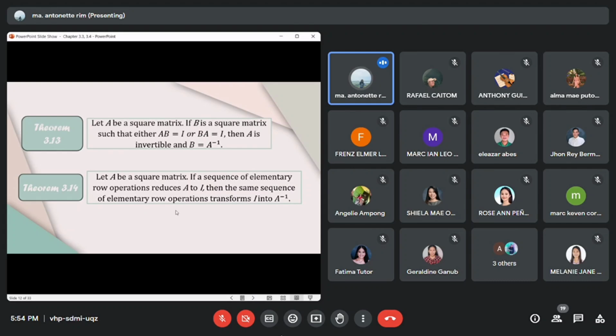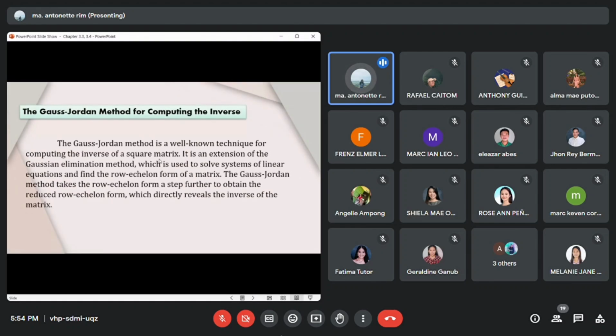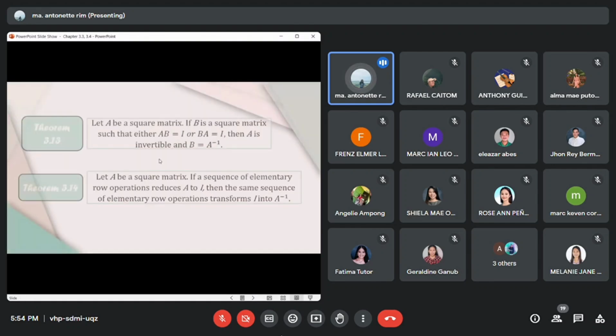Okay, next. So, theorem 3.14. If I put it in reading mode, ma'am, the animations won't apply. Oh, it can't be applied?